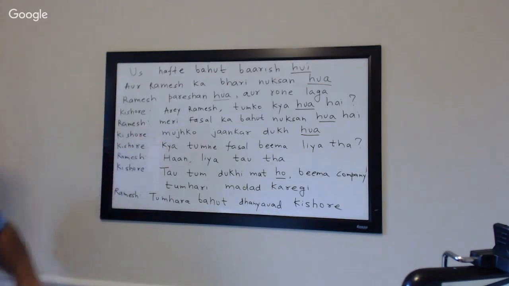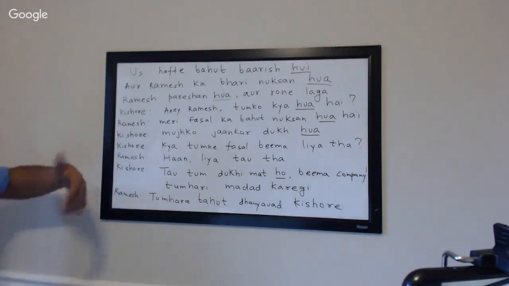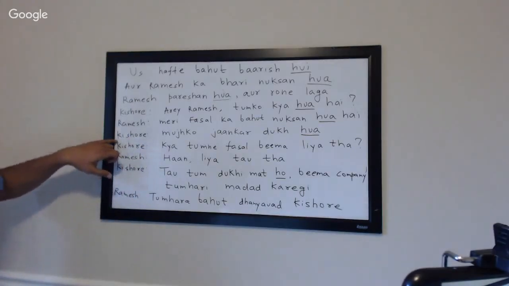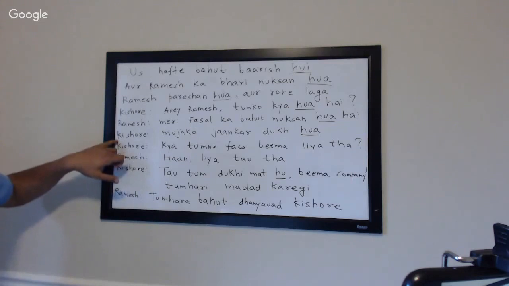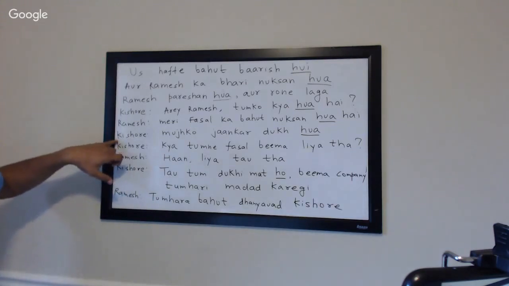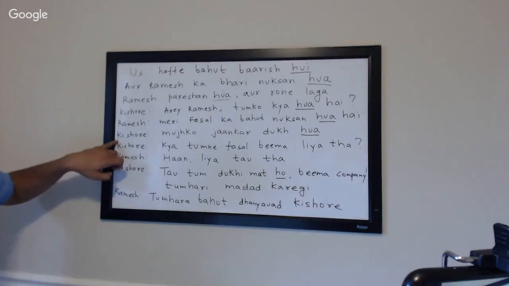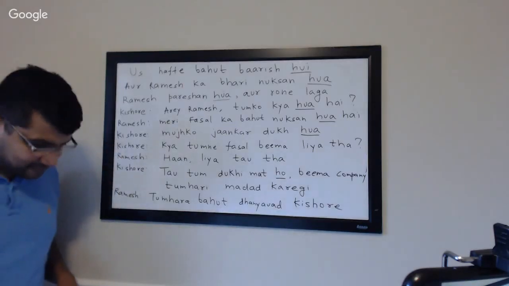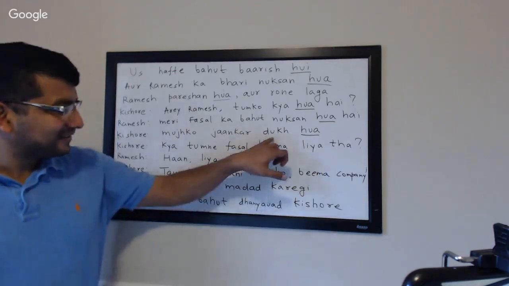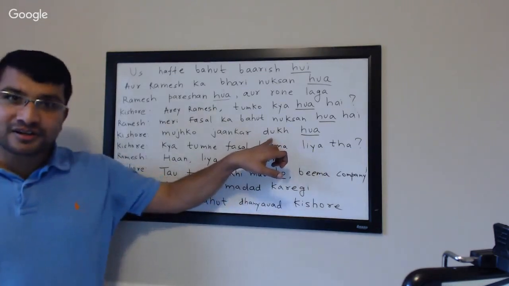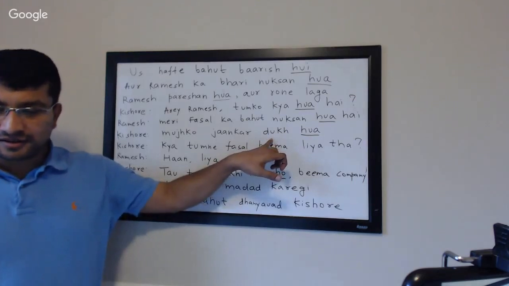This sentence: मुझको जानकर दुख हुआ. I still don't understand that part. Try it. Even if it is incorrect, give it a try. Let's say you don't have a choice, you just have to figure it out without any help. Take a guess. मुझको जानकर दुख हुआ. To me, something happened. What is dukh? I don't remember.